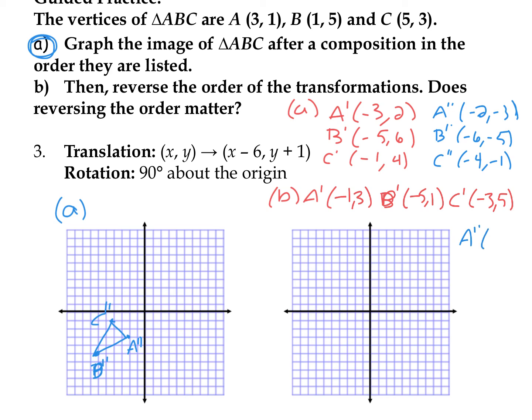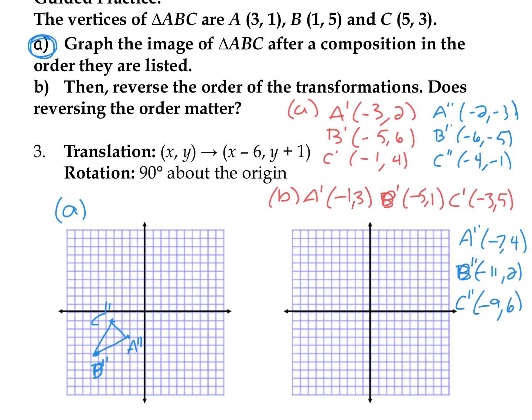So now we're going to subtract 6 and add 1 to our x and our y. B double prime, we're going to subtract 6. That'd be a -11. And then add 1 is going to be at 2. And C double prime, we're going to subtract 6 would be at -9. Add 1 would be at 6.